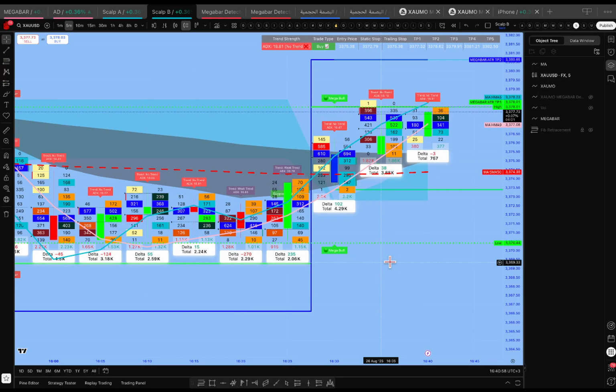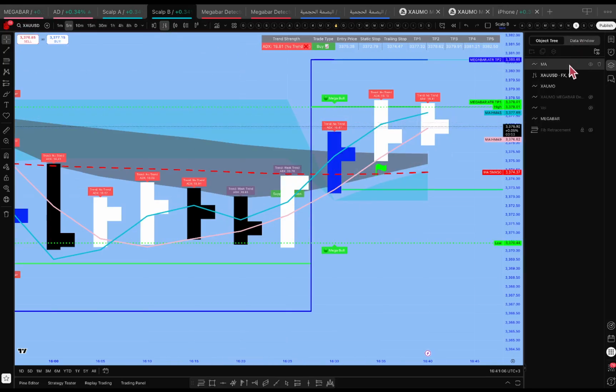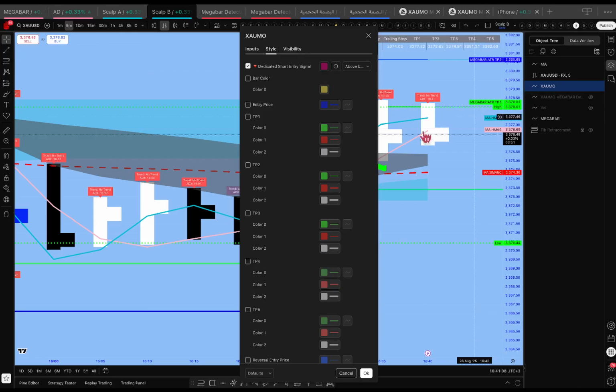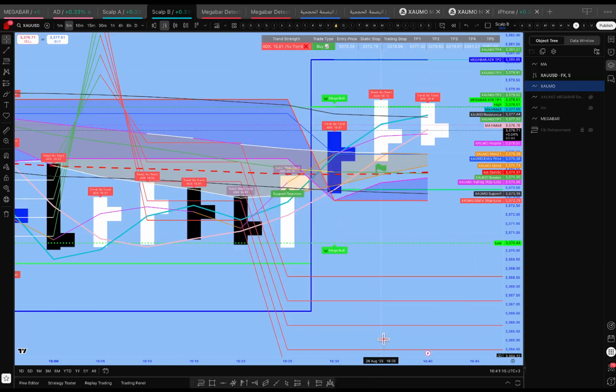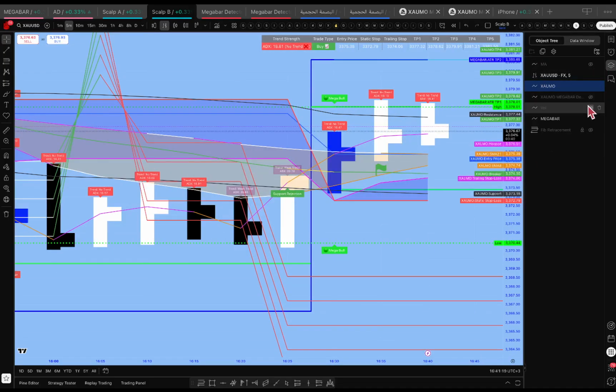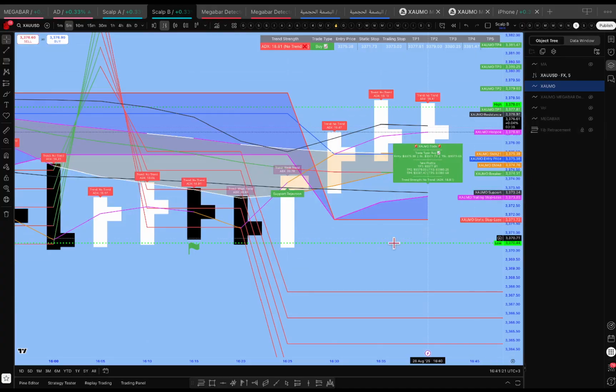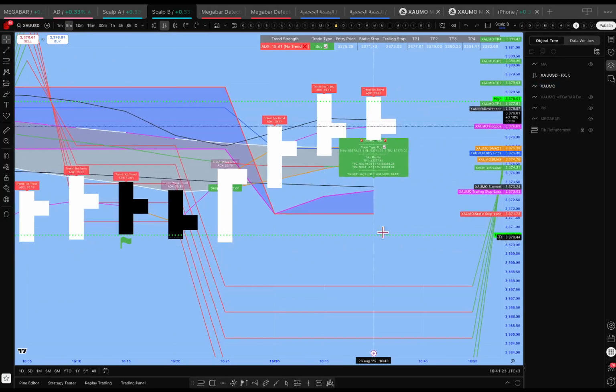And this is the strategy. You can use this strategy if you want to see. Let's do, like how many indicators you will get? Let's put it here. Let's make it a regular bar. And let's do the XAUMO here. Let me let you see the defaults. Reset settings. And let's get this out. And this is what you will get.